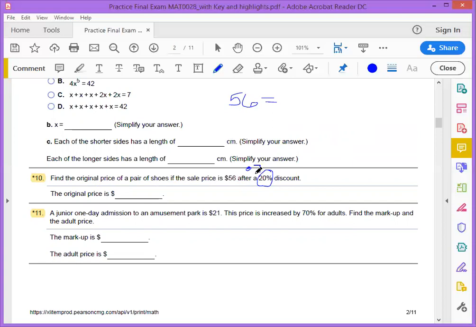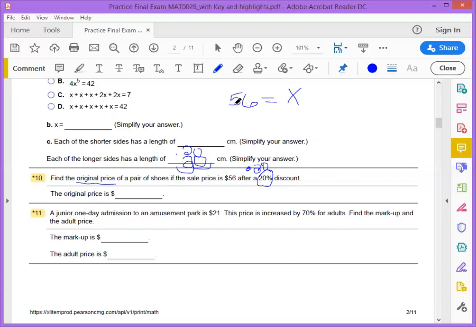Remember, you have to change this percent to a decimal. That becomes 0.20. Now, how do we get 0.20? We take that 20% and divide by 100, or move the decimal 2 places to the left. So 0.20. All right, so $56 is the amount we pay out the door, but we really want to know the original price. We don't know what the original price was.